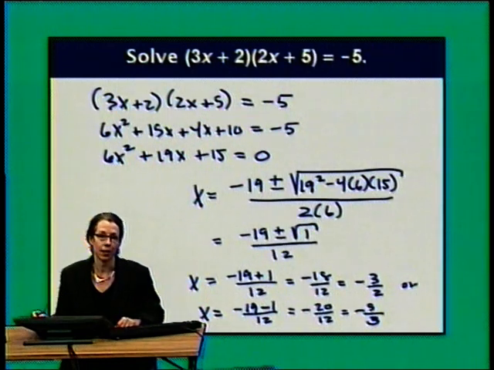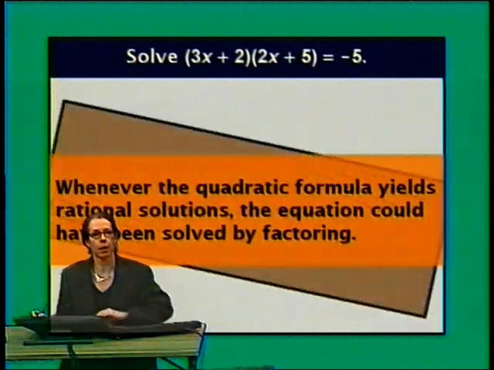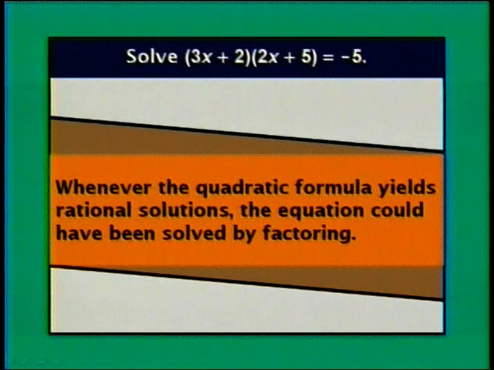So before I check these, I just want to talk about a couple of things here. We ended up with rational solutions. And whenever the quadratic formula yields rational solutions, the equation could have been solved by factoring. That doesn't mean I had to have used factoring, but I could have solved the quadratic equation by factoring. Well, how would that have looked?